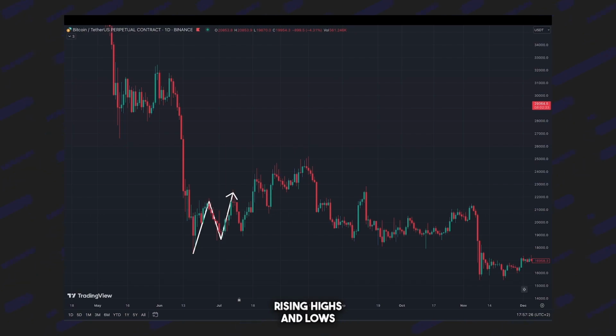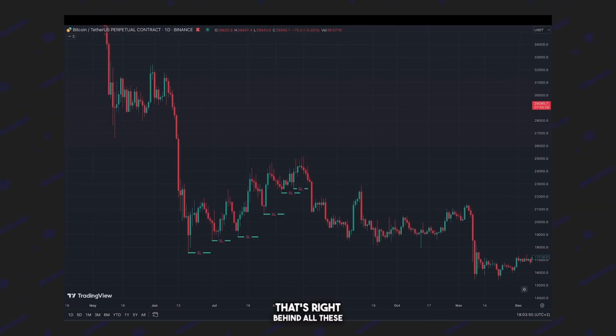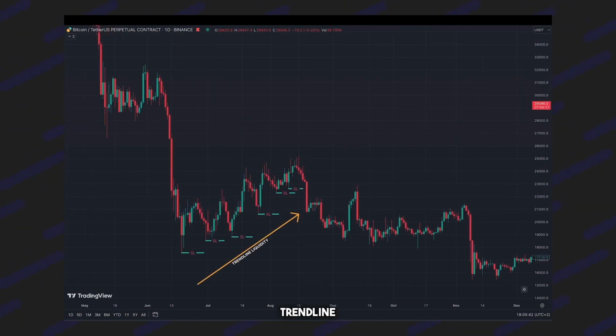We have seen rising highs and lows. Price was making an upward move to trick retail traders. Where do you think they put their stop losses? That's right, behind all these lows. Therefore, trendline liquidity in the form of stop losses of weak market participants was created during this movement.